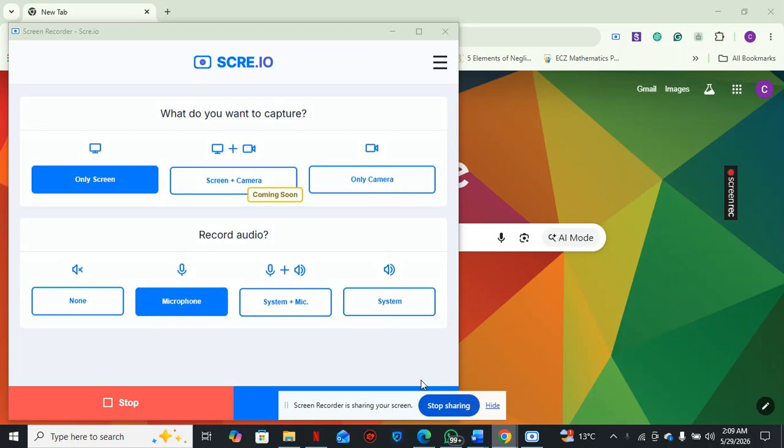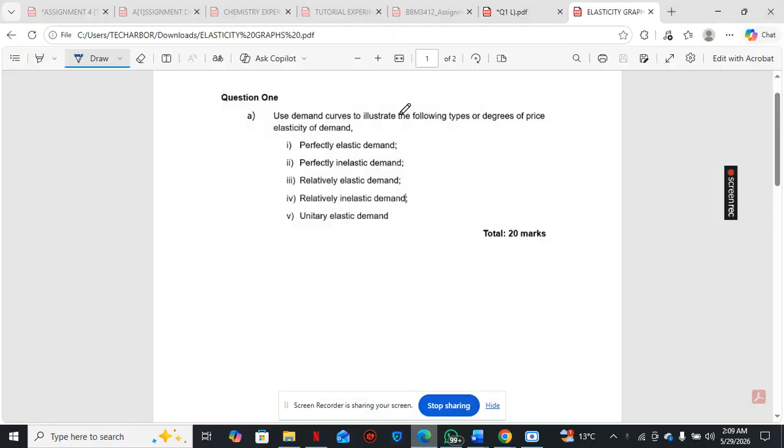Okay, so we're looking at this question here. It says use demand curves to illustrate the following types or degrees of price elasticity of demand. So we've got five scenarios here. We need to remember price elasticity of demand. This is how quantity demanded responds to changes in the price.